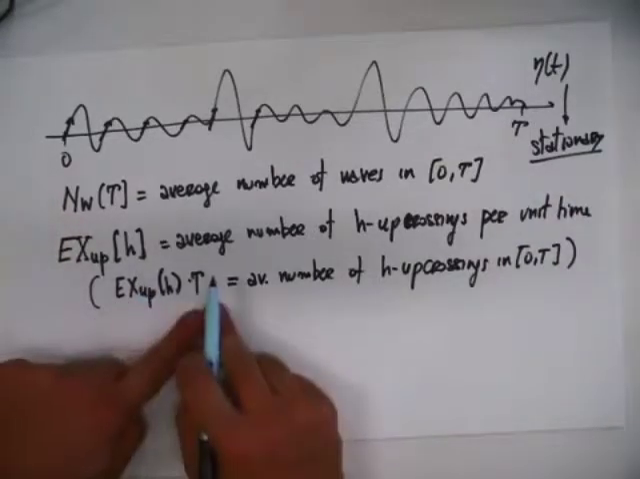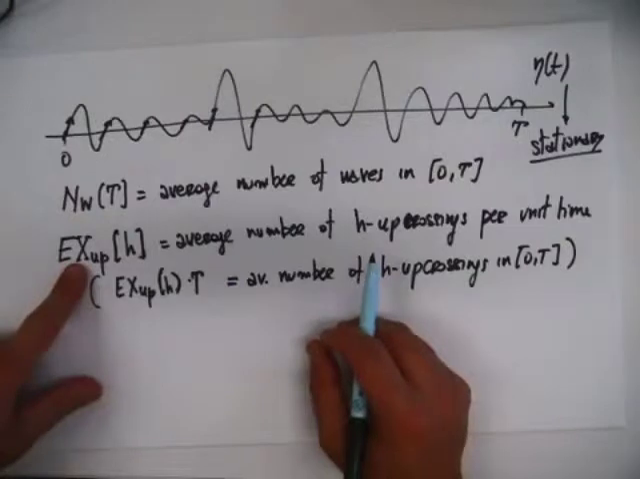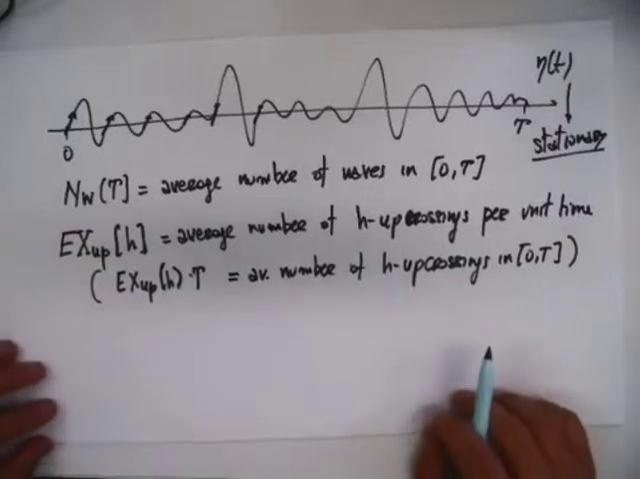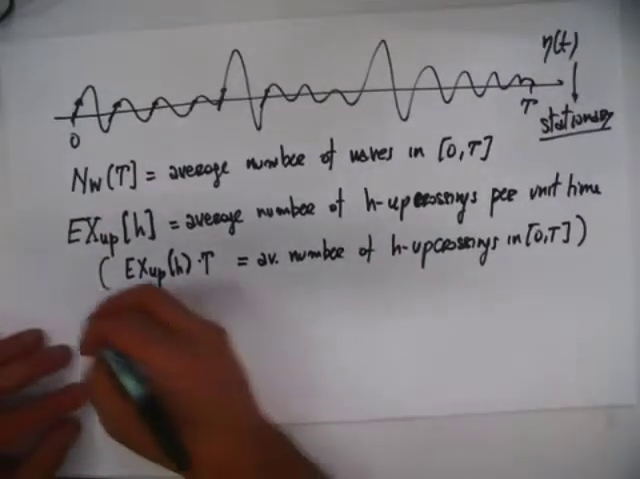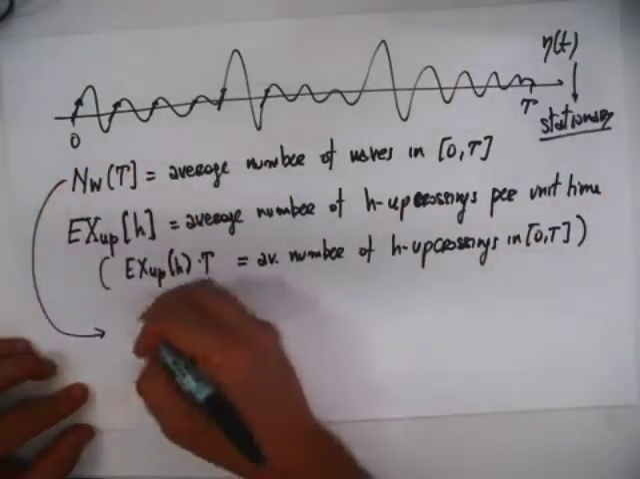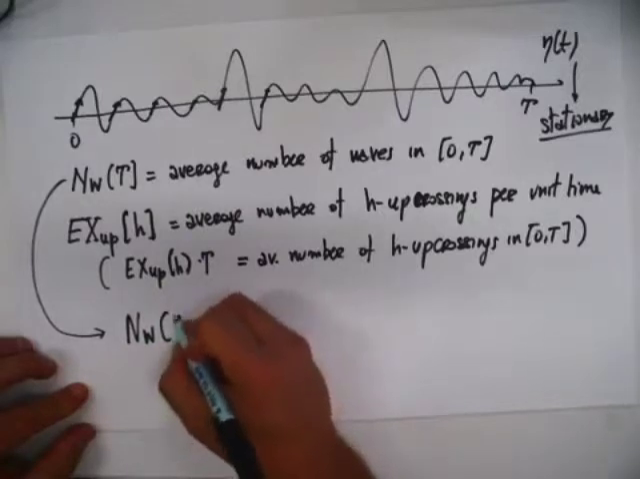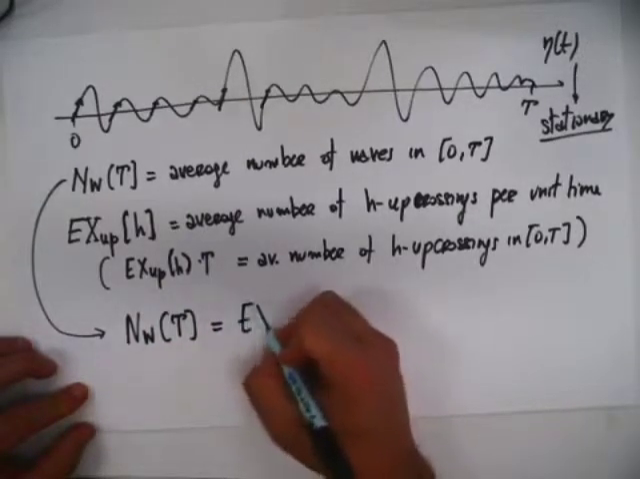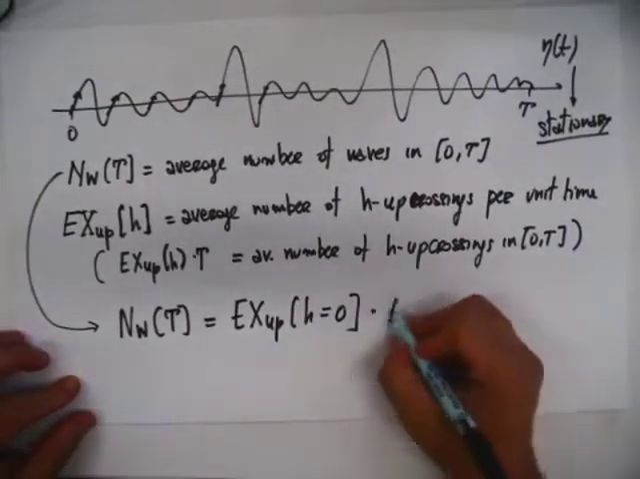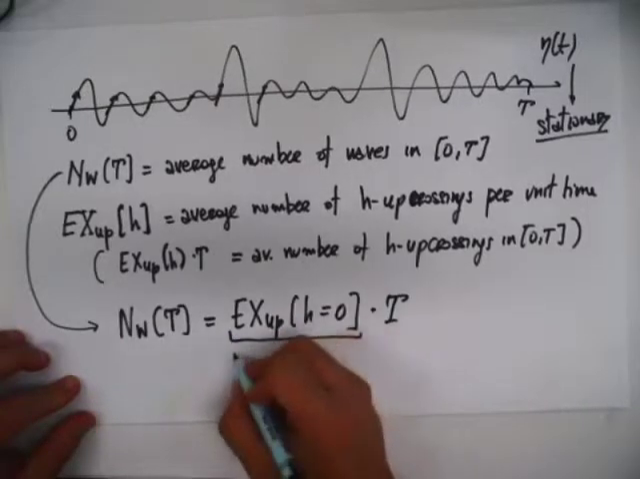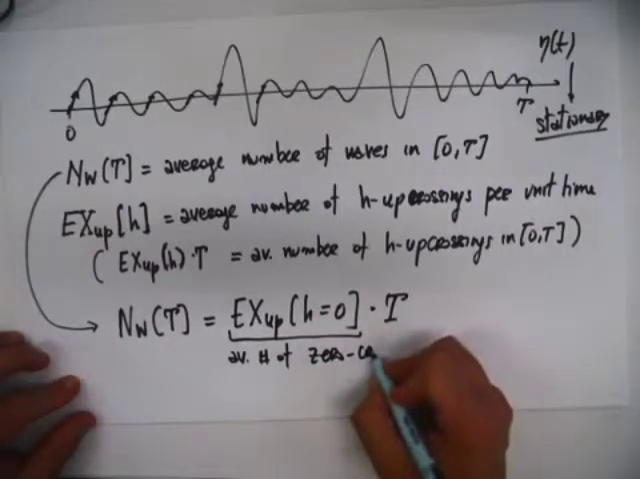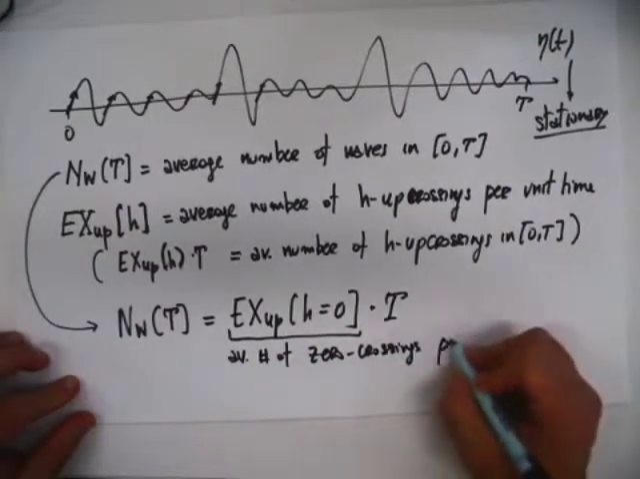That's why now I can do this multiplication, because this average number does not depend upon time. So it becomes simply a multiplication. This means that, according to this definition, we can say that the number of waves in t is equal to the expected number of up-crossings of level 0, times t. This is the average number of zero crossings per unit time.